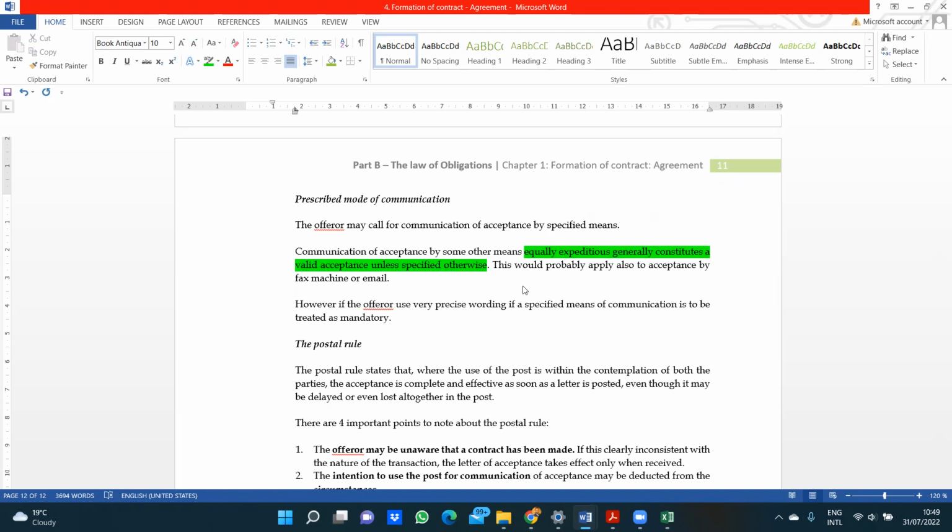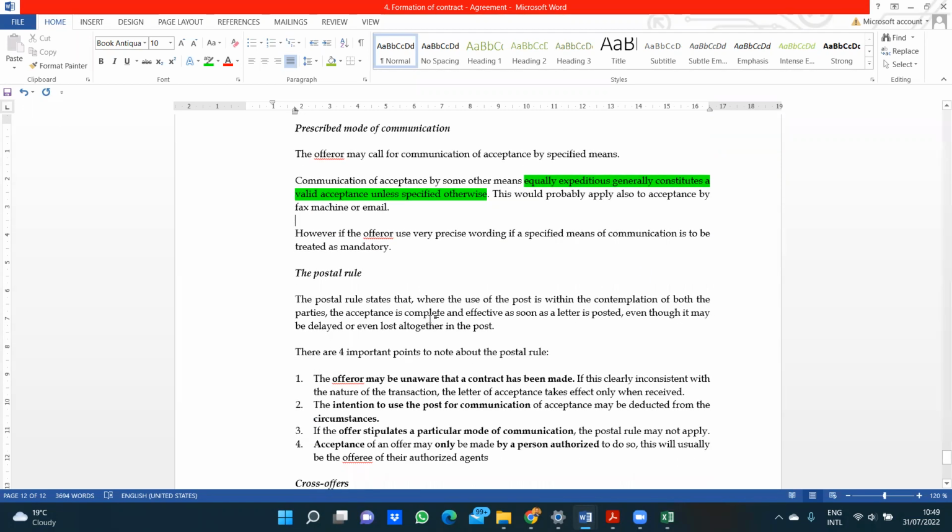However, unless it is specified that the company will only consider letters as acceptance. This will probably apply also to acceptance by fax machines or email. However, if the offerer uses very precise wording, the specified means of communication is to be treated as mandatory. So whatever the means of communication being used, the use of precise wording is mandatory.